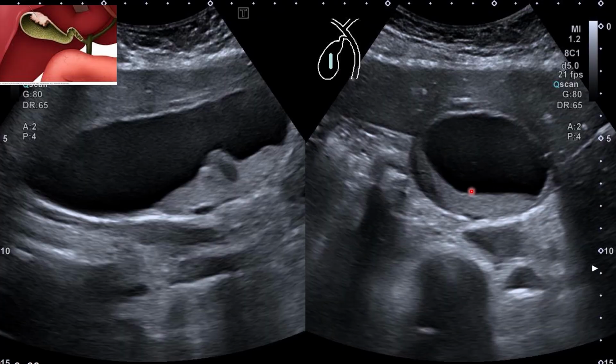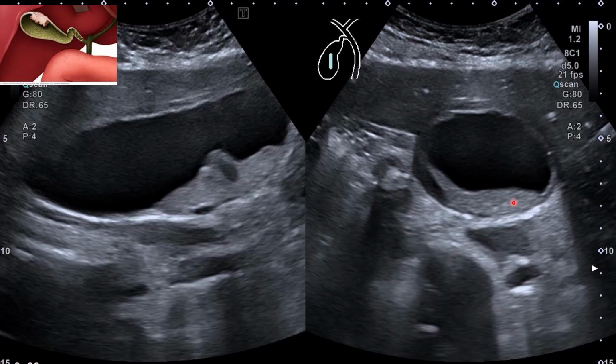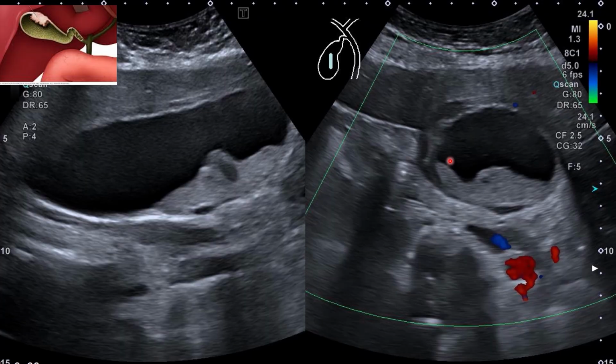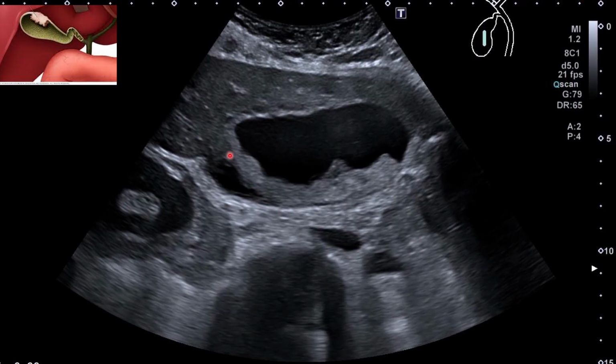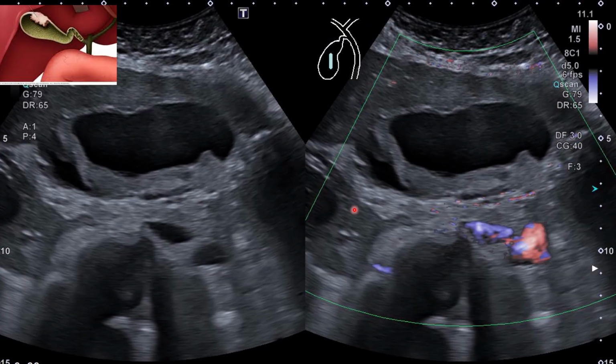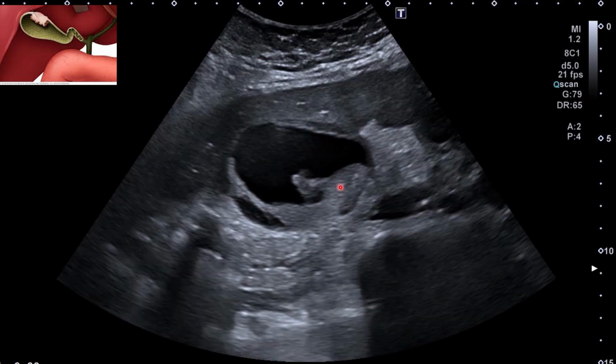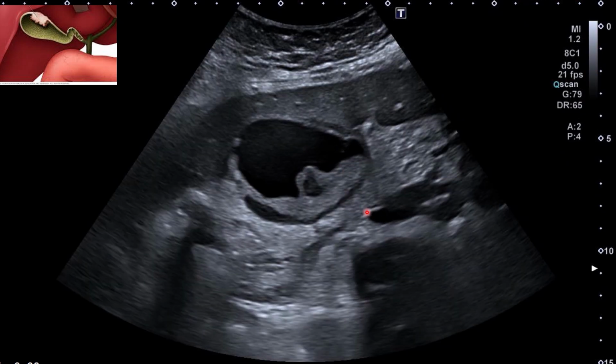So you can see here in transverse section, that's the gallbladder mass. That's the gallbladder mass there. On color Doppler, you can see that the mass is not taking color. The mass is not taking color on Doppler, as you can see here.